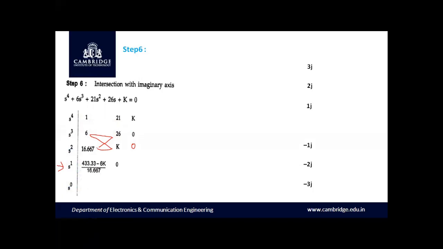And for the last row, first element, I can make use of the previous two rows and make use of the pattern. The first element of s to the power 1 multiplied by k minus 16.667 into 0, divided again by the same element. As it is in the numerator and denominator, it will get cancelled out. Therefore, I get k. And as I told you before, the constant term will be shifted back again to the same coefficient of s to the power 0, provided this term is 0.